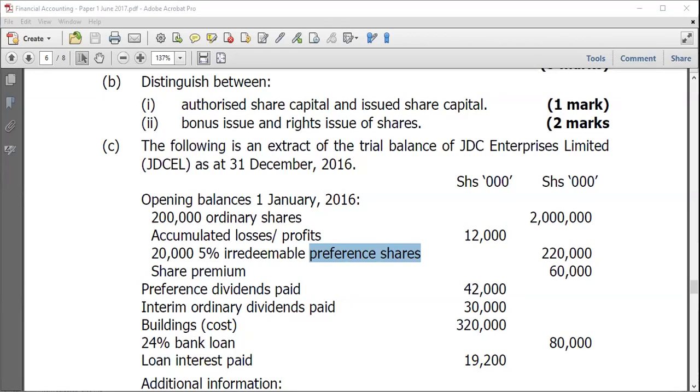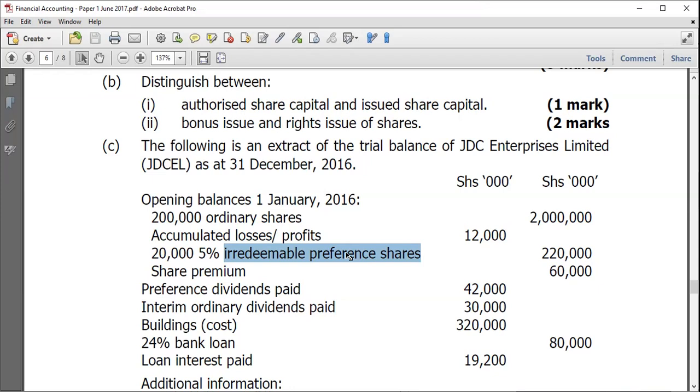So that is one of the things that you need to understand when it comes to preference shareholders. Now, under preference shares, we have what we call redeemable and irredeemable. Redeemable preference shareholders, once they invest money into your company, it means that after a given period of time, let's say after 10 years, they can basically get back their money, okay?